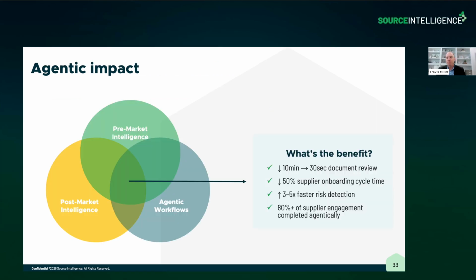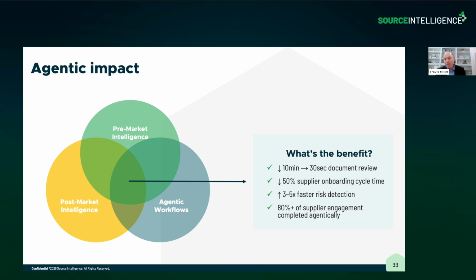Next slide. What that does is provide you efficiency and repeatability. And we've been working on this for the last year or so. So when we talk about agentics, what we're seeing is the combination of pre- and post-market surveillance and intelligence and agentic workflows. It is allowing us to drastically reduce the time spent. It used to take us about 10 minutes to download, find, review, and evaluate a document. That is down to 30 seconds or less and dropping.